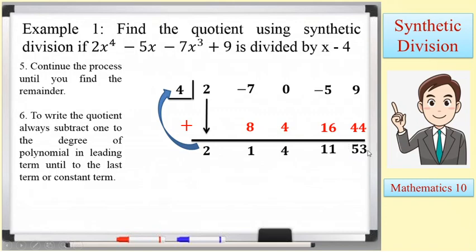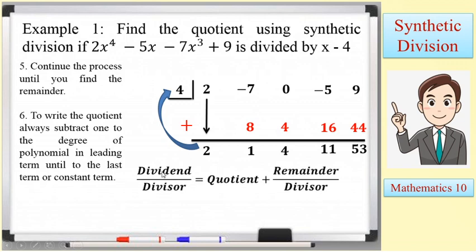Okay? So, ang remainder natin ay 53. Pero paano ba natin isusulat yung ating final answer? Okay? So, we need to follow this form. Dividend over the divisor equals to quotient plus remainder over divisor. So, ganito dapat yung magiging final answer natin.